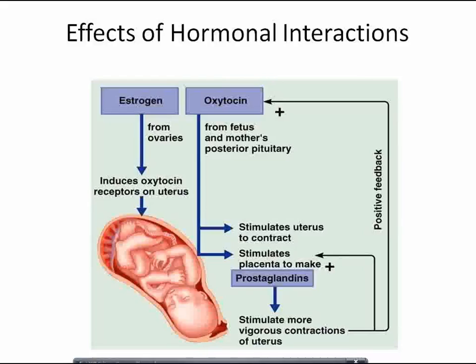This is one more picture. On one side is estrogen from ovaries, which induces oxytocin receptors, increasing gap junctions, making them more susceptible. Estrogen makes the receptors more susceptible to oxytocin. And oxytocin from the fetus and the mother's posterior pituitary stimulate uterine contraction, and they stimulate the placenta to make prostaglandins, which stimulate more vigorous contraction of the uterus. So the more vigorous the contraction, the more positive feedback, the more oxytocin, and this cycle continues.